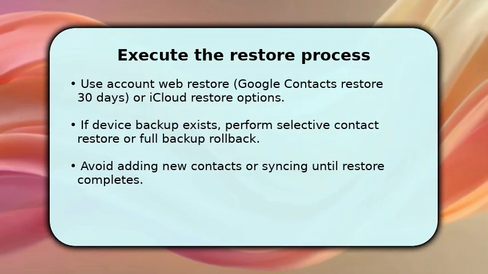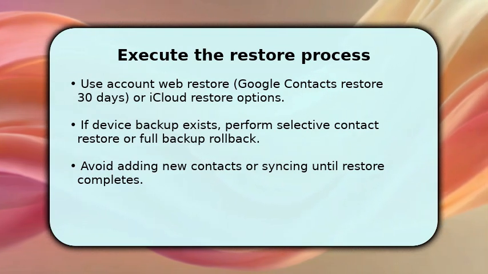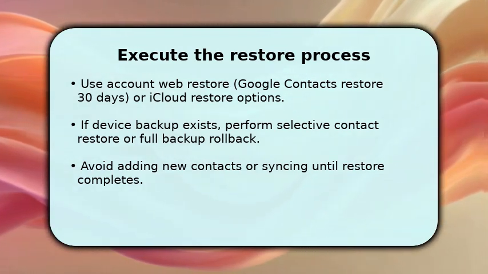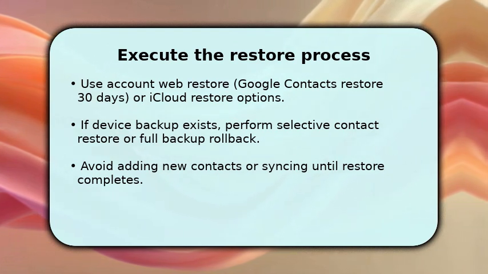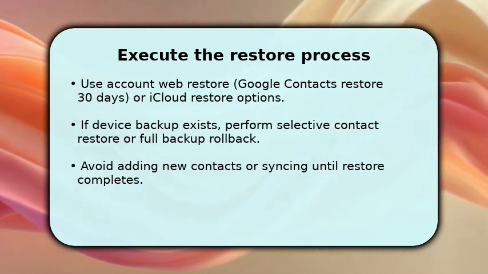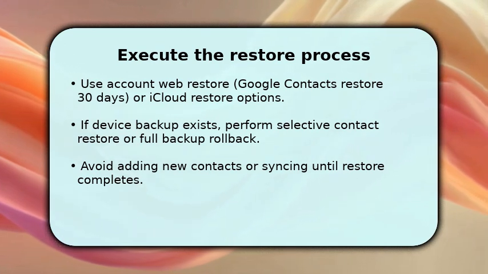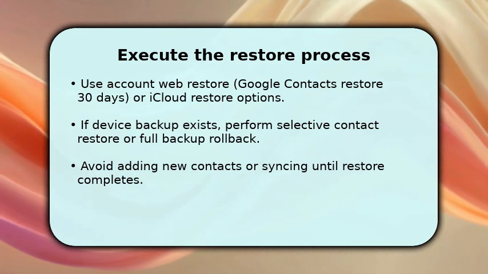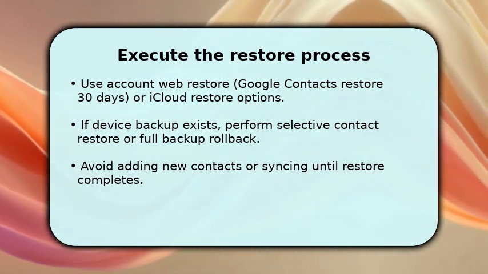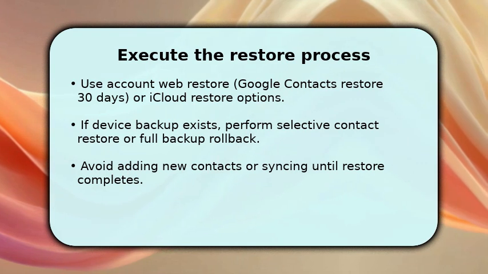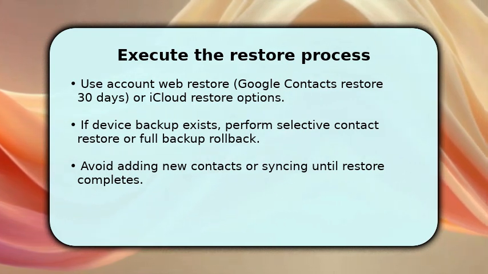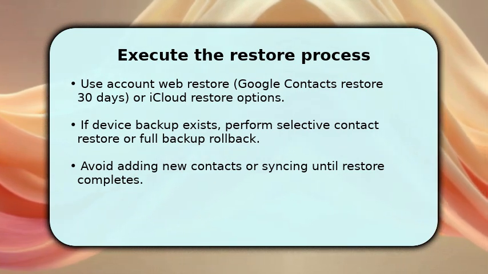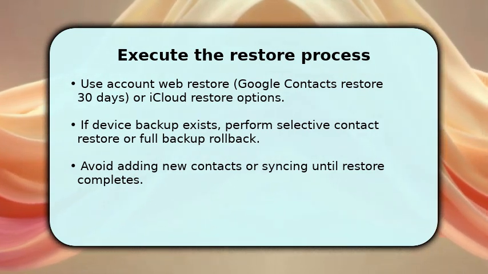Now you perform the actual restore from the source you identified. If it's Google, open Contacts on the Web and use Restore to roll back to the date before deletion. If it's iCloud, use Settings > account > Restore Contacts. For device backups, choose a selective contact restore if available, otherwise restore the full backup. Once you start, do not add or sync new contacts. That can merge and overwrite recoverable entries. Proceed steadily and confirm the restore date before finalizing.